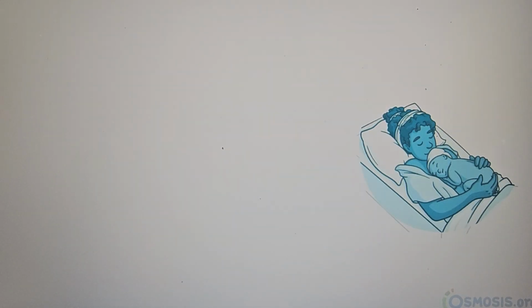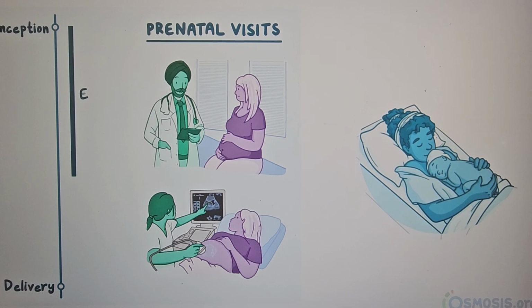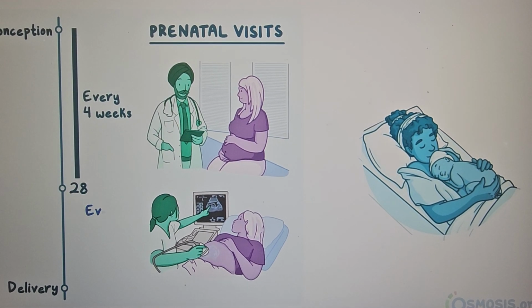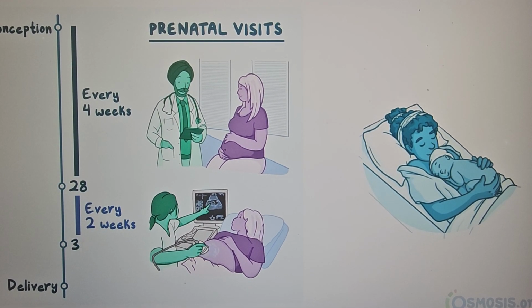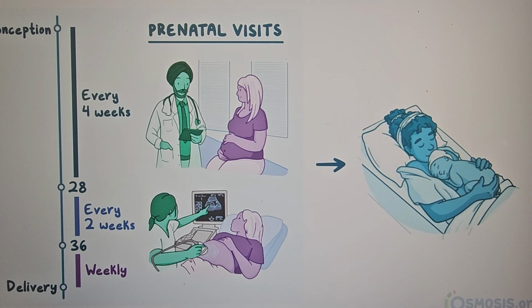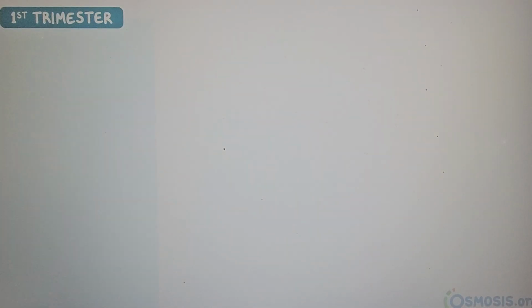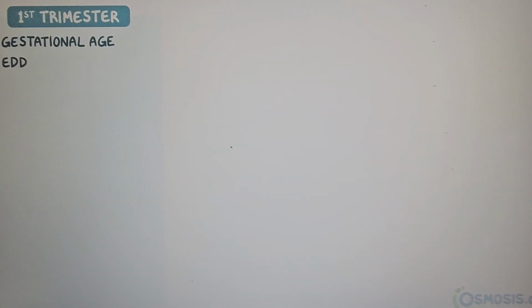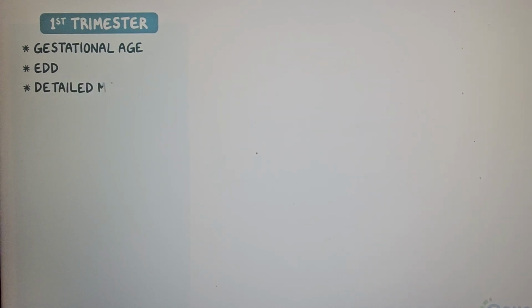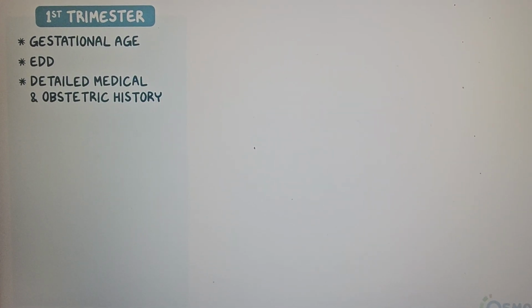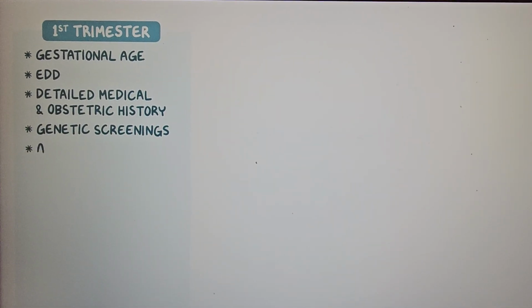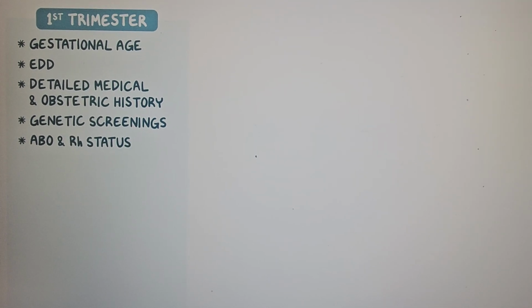Alright, as a quick recap. For a successful pregnancy outcome, prenatal visits are usually done every 4 weeks until week 28, every 2 weeks from week 28 to 36, and then weekly until delivery. During the first trimester, gestational age and the estimated date of delivery are determined. Detailed medical and obstetric history are recorded, genetic screenings are performed, and ABO and Rh status are determined.